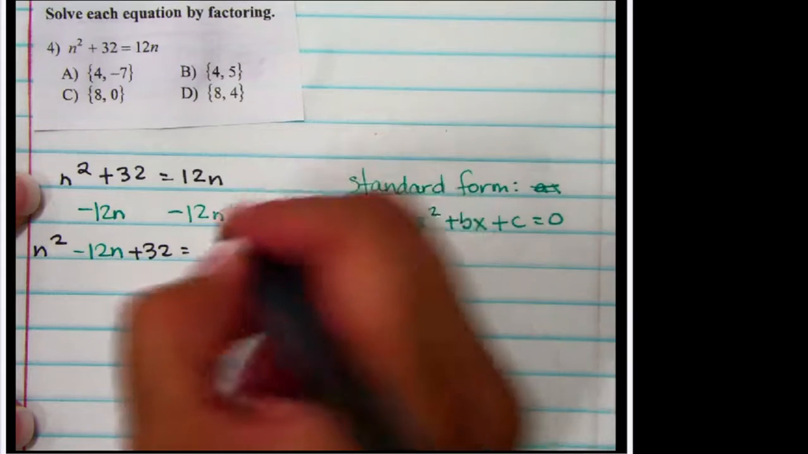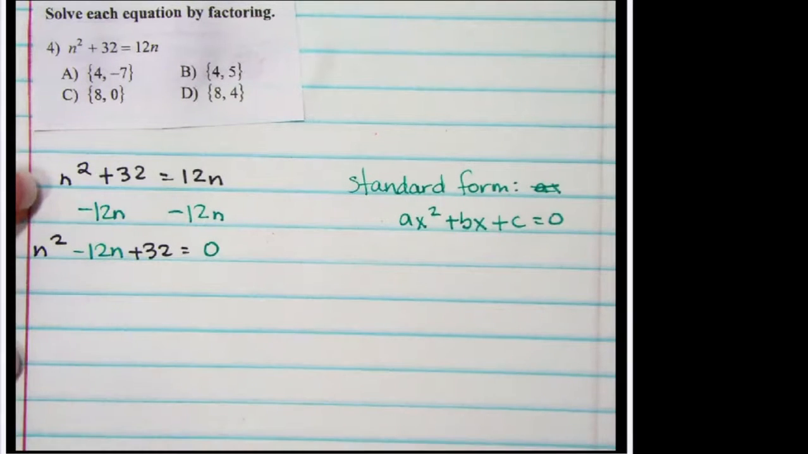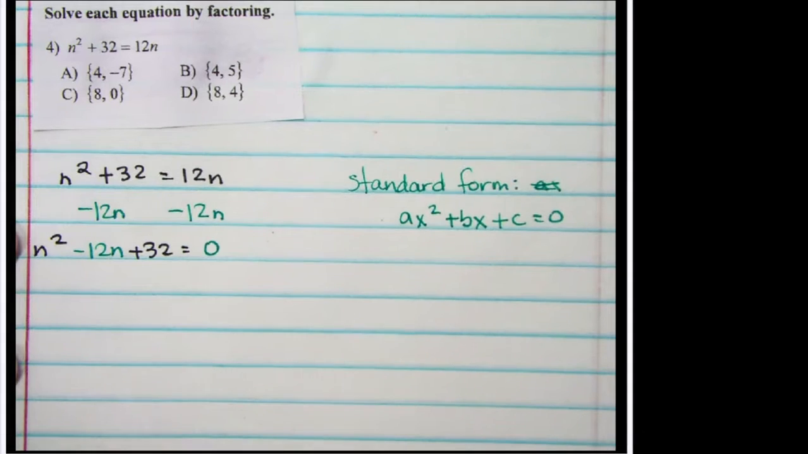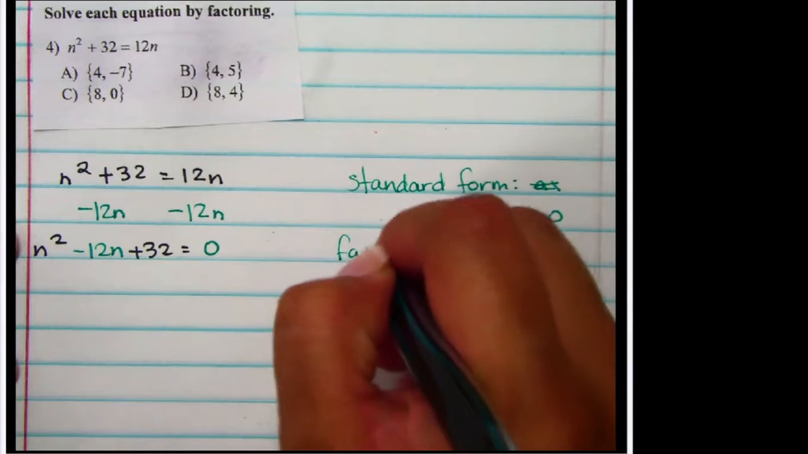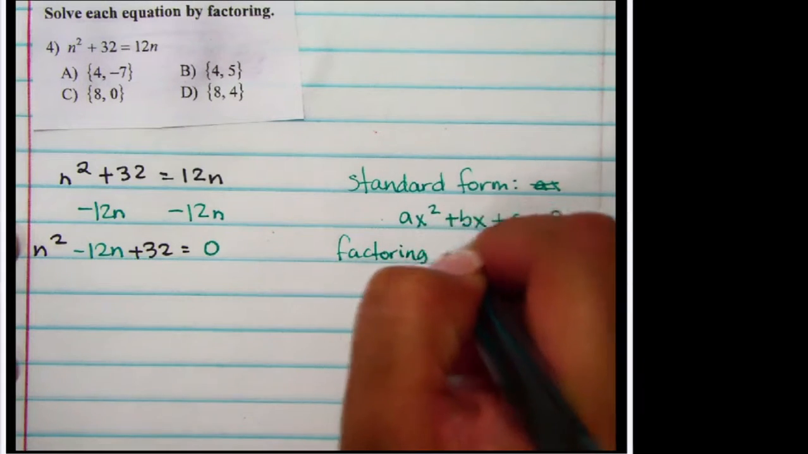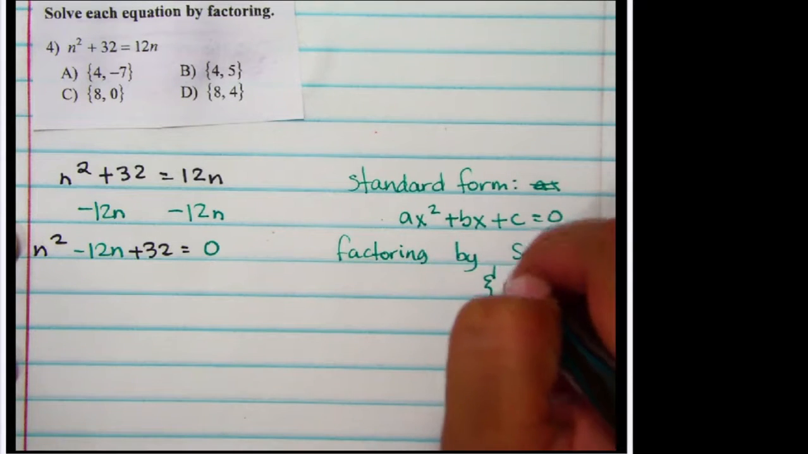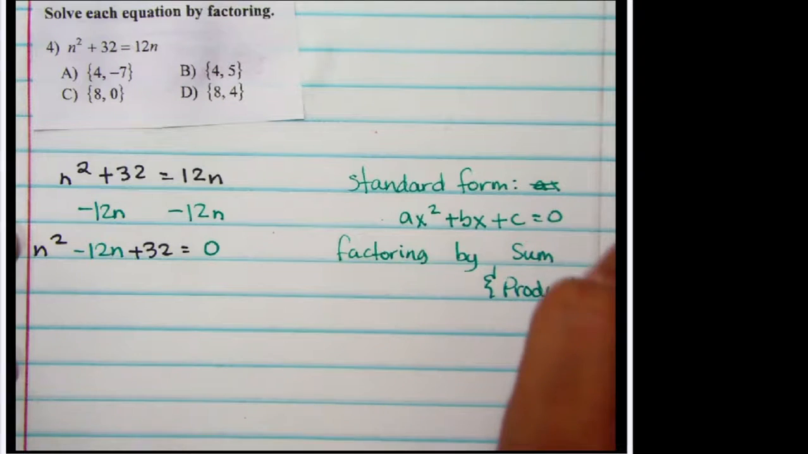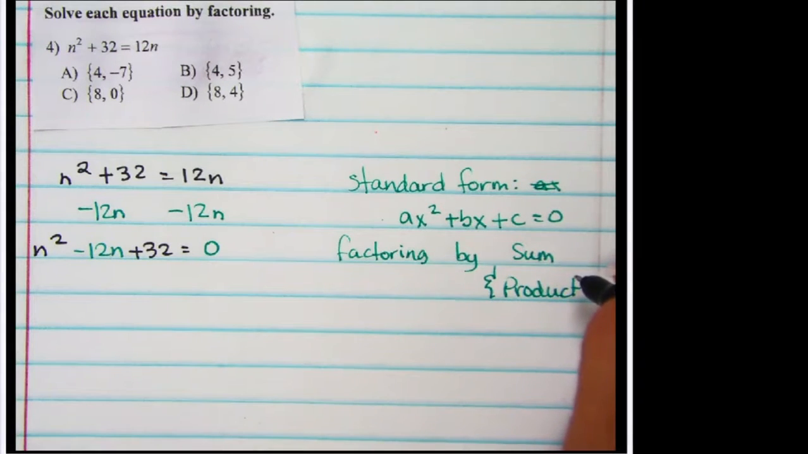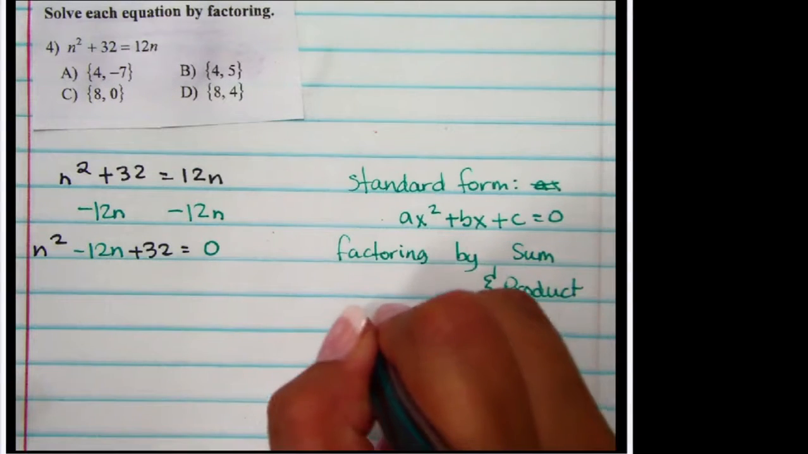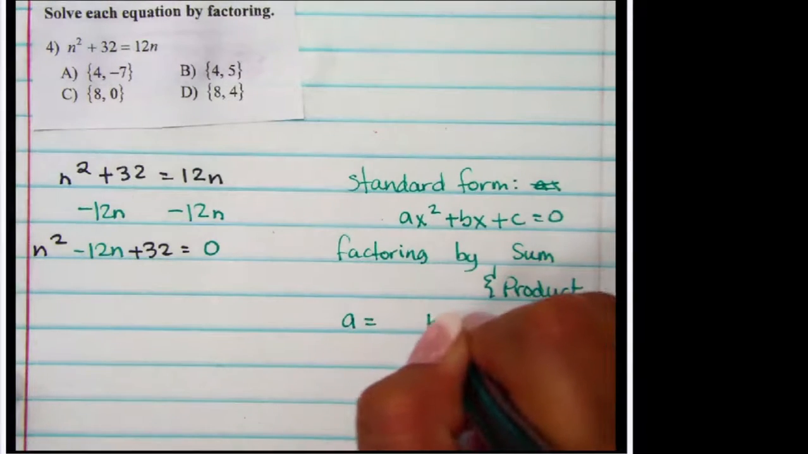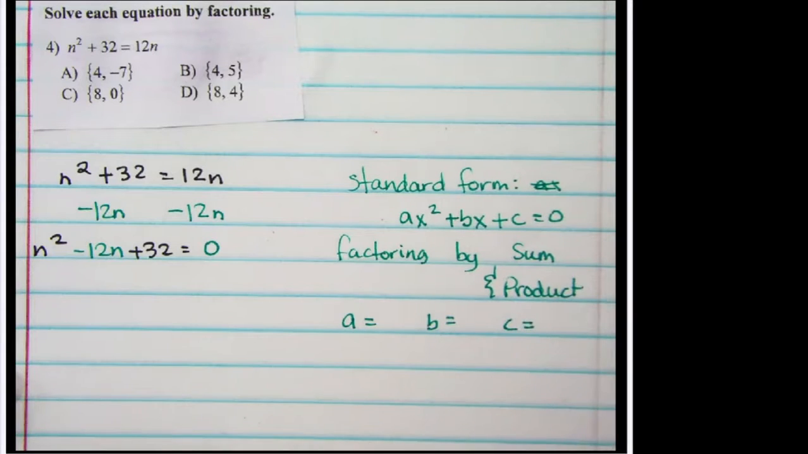All right, I have got my quadratic equation in standard form, and now I need to start factoring. I'm going to use a process called sum and product. It's called sum and product because I'm going to take the sum of something, I'm going to add stuff, and I'm going to take the product of things. I'll be multiplying. In order to know what I'm going to be adding and multiplying, I need to find out what the values of A, B, and C are from my standard form.